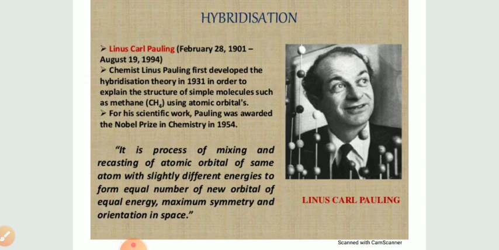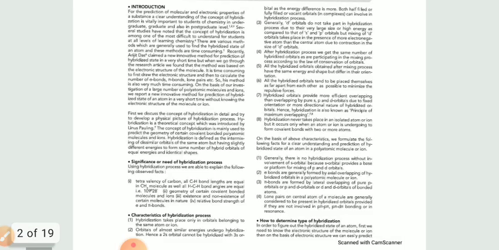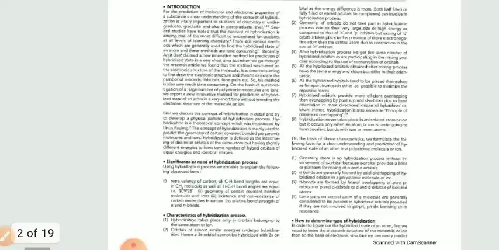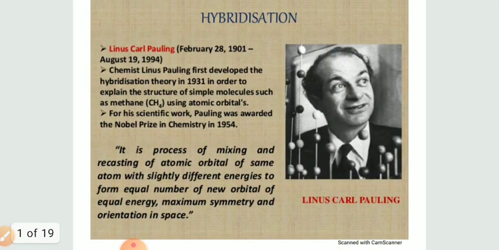Chemist Linus Pauling first developed the hybridization theory in 1931 in order to explain the structure of a simple molecule such as methane using atomic orbitals. For his scientific work, he was awarded the Nobel Prize in Chemistry in 1954.